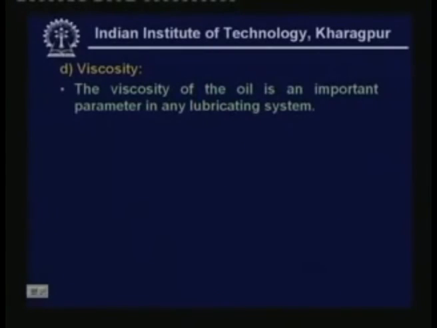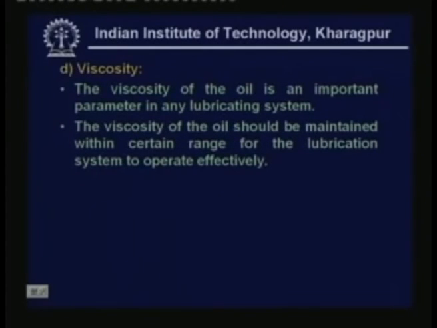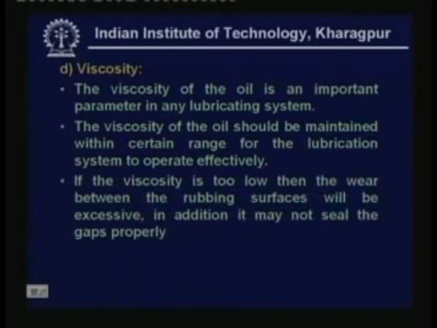Okay. The final important property is viscosity, and as you know, viscosity is very important in any lubricating system, and the viscosity of the oil should be maintained within certain ranges. What happens when the viscosity is very low? When the viscosity is very low, the wear between the rubbing surfaces will increase, and this also will not seal the gaps properly. One of the primary objectives of lubrication is to lubricate the rubbing components, but it also has secondary objectives like sealing the components, okay, so that the refrigerant leakage can be reduced, and it also has to act as a coolant in certain applications. Okay, so these are secondary objectives.